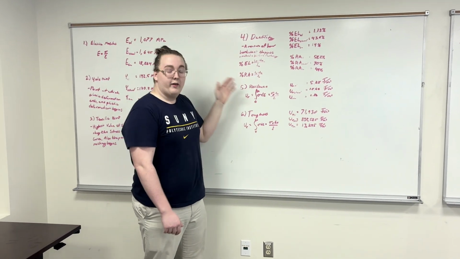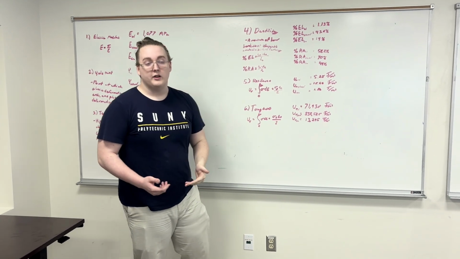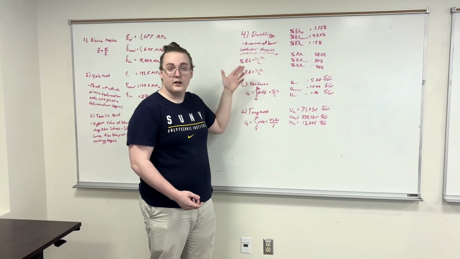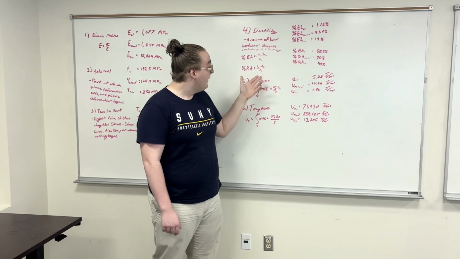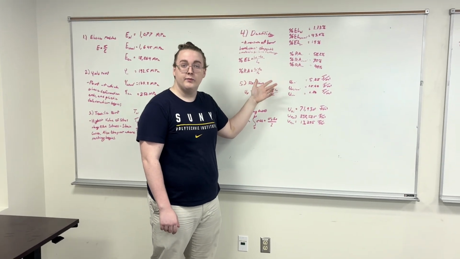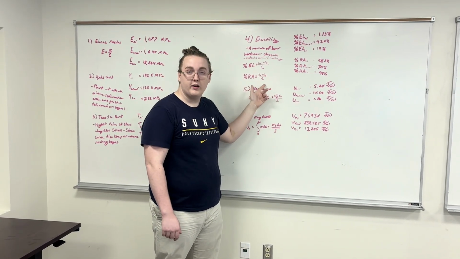For percent reduction in area, you're going to use the cross-sectional area of the material. First, you're going to take the final cross-sectional area of the material minus the original cross-sectional area of the material divided by the original cross-sectional area of the material.